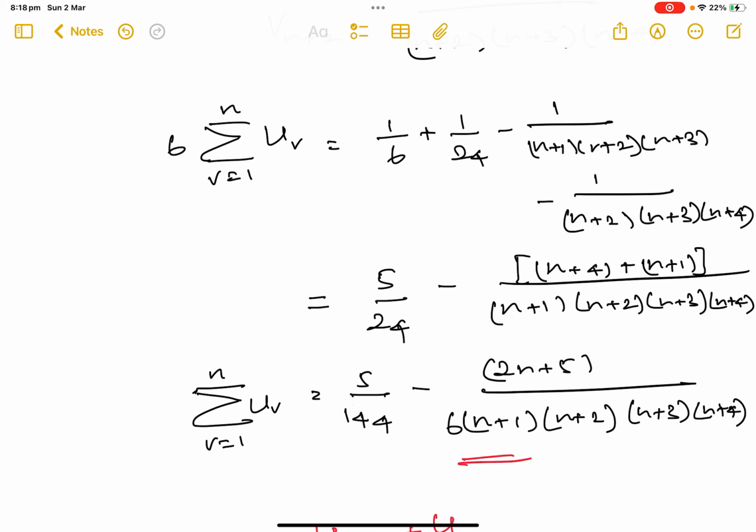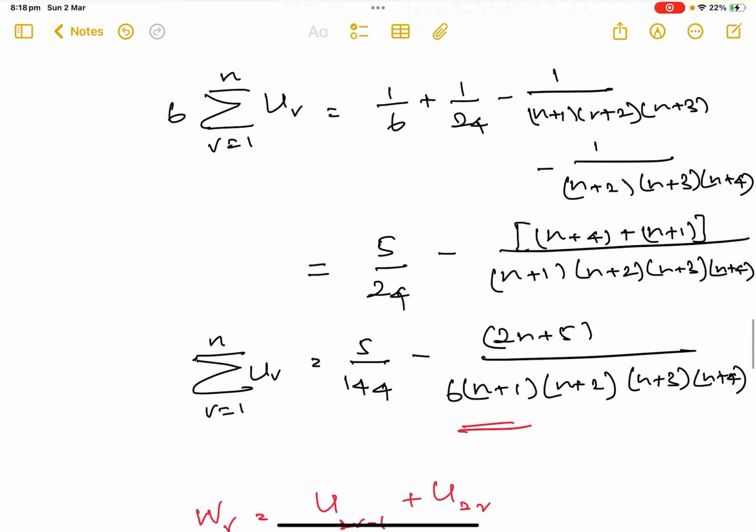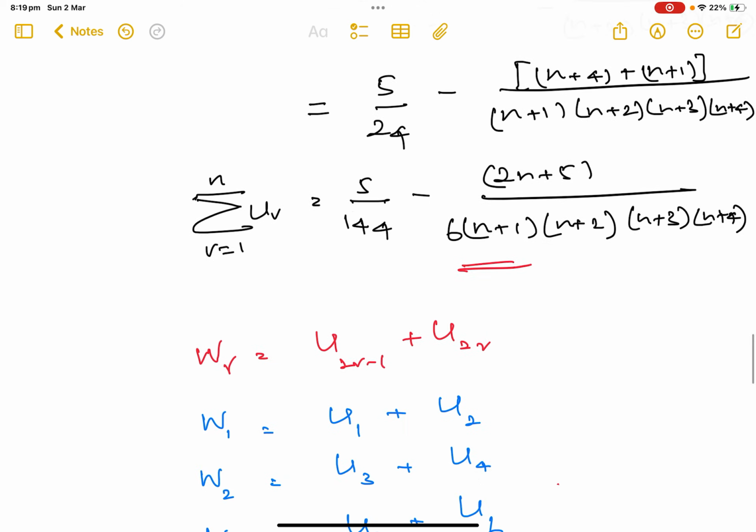Then is 6 times 4. Yeah, 4 plus 1 is 5. And minus LCM here, n plus 1, n plus 2, n plus 3, n plus 4. The n plus 1, n plus 2, n plus 3 are there, only we haven't got n plus 4. So n plus 4 plus, and the next part is n plus 1 not there, so therefore n plus 1.